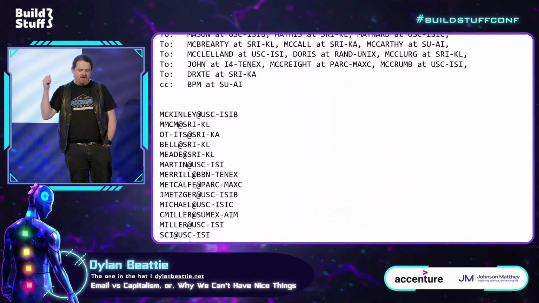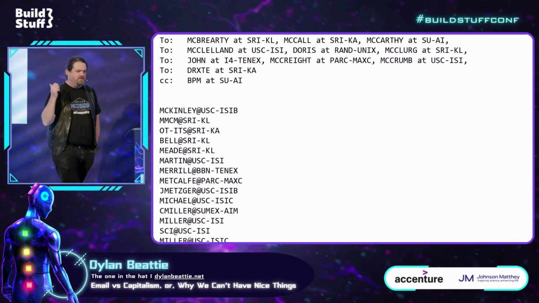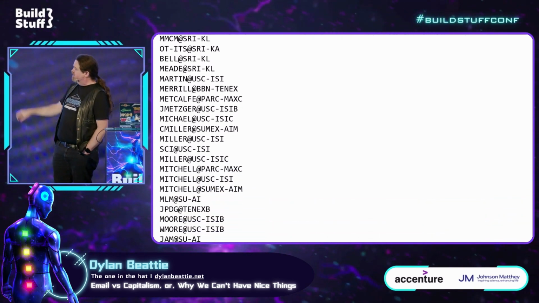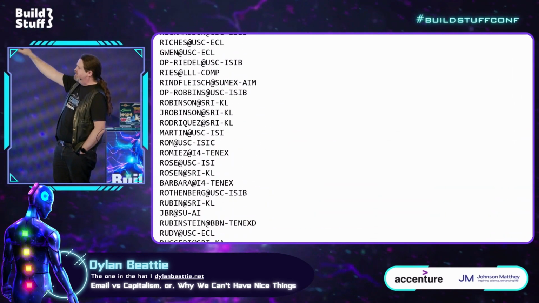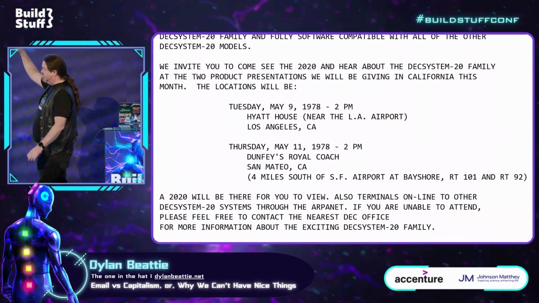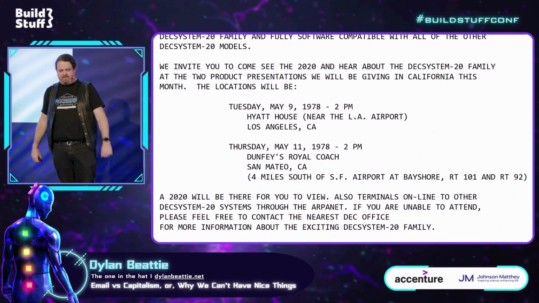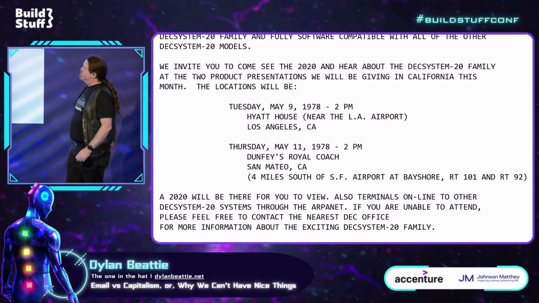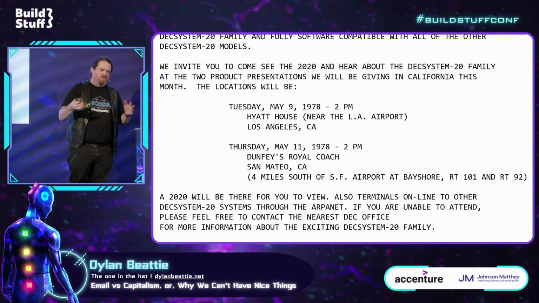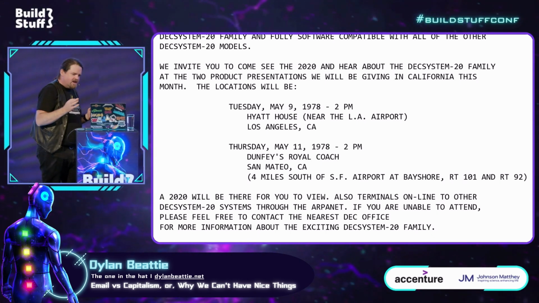This is the first junk ever sent, the first spam. This is the point where the headers overflowed. And so the rest of this was the top of the body of the email. And so about 250 people got an email that started with 250 other people's email addresses, and then this invitation to come and see the DEC System 2020 at the Hyatt House near the Los Angeles airport and everything.